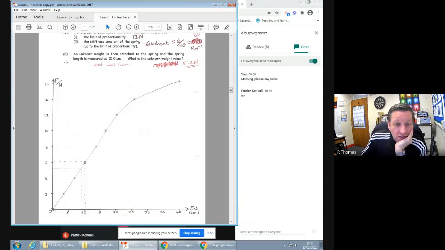And then the last question, an unknown weight is then attached to the spring, and the spring length is measured as 21 centimeters. What is the unknown weight value? And the common error here is, of course, kids go to 21. They'll come up, they'll hit their line, they'll come across, and they'll say, oh, it's about 12 and a half. And they need to remember that you need to find the extension. So if the original length of the spring was 12, the extension is 9. So I'm actually going to go to 9, come across, and it's about 5.2.